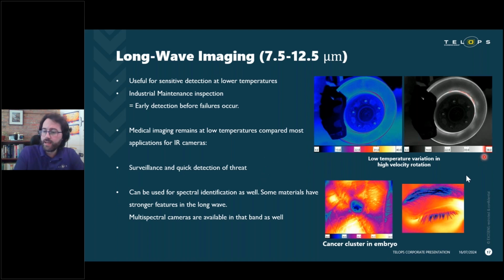So these cameras are particularly useful for industrial maintenance inspection. So you can see a small difference of temperature or those cracks or material defects on the surface, which would create a small difference in temperature, the way the radiation comes from that surface. And therefore, it can be very useful to do those measurements with long wave to get those early detections before any kind of failures occur.